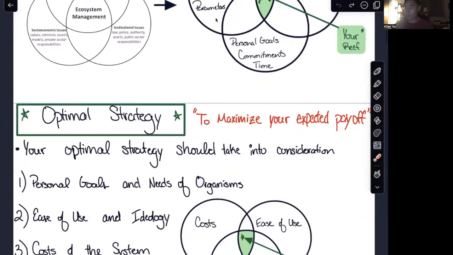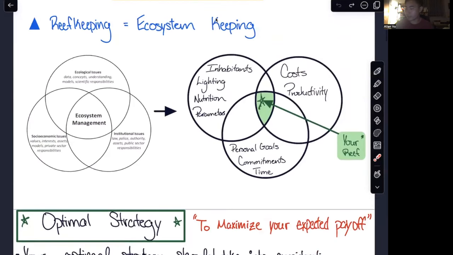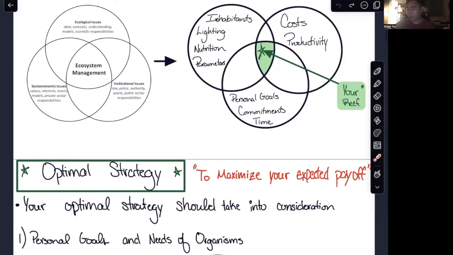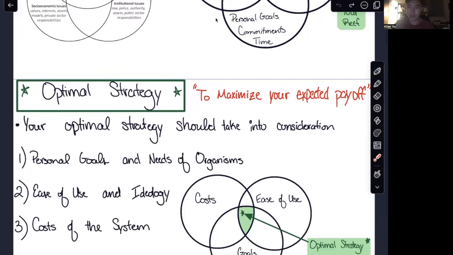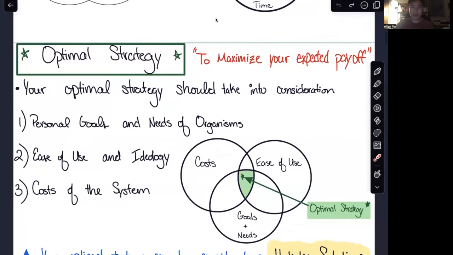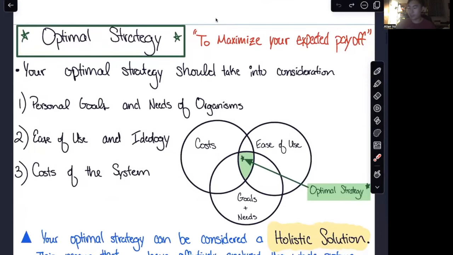So this leads me into my next general idea slash topic, and how you should approach reef keeping, so that you should derive an optimal strategy. You want to maximize your expected payoff, right? Whatever you're doing, you want to get the most out of it. And, logically, being a rational agent, you want to find an optimal strategy so that all your needs and considerations are met. You want to consider your personal goals, needs of your organisms.